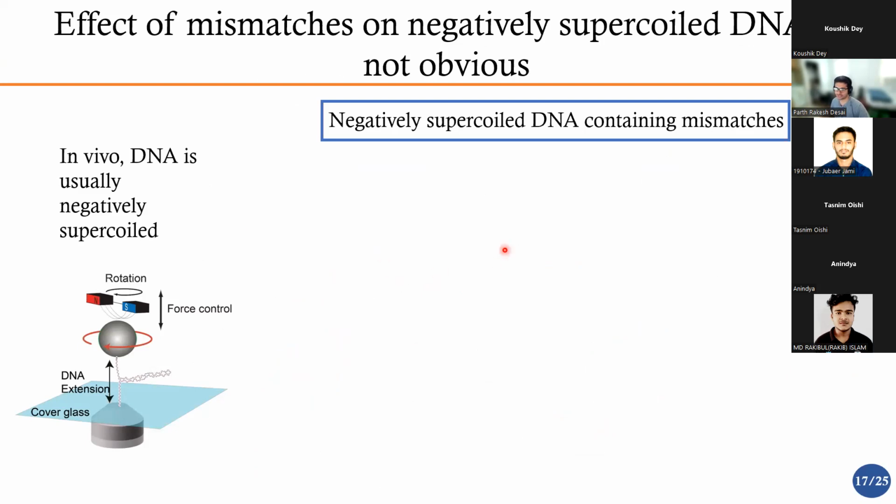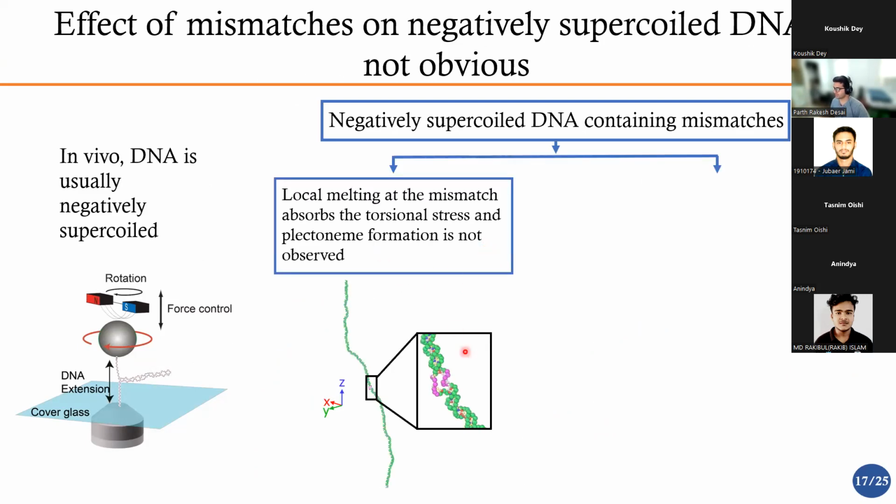So if you have negatively supercoiled DNA, you could have a scenario where the negative supercoiling weakens the structure of the mismatches so much that every time you try to twist the DNA, it just absorbs that twist by locally melting, and it doesn't actually buckle and form the plectoneme structure. If it doesn't form the plectoneme structure, obviously plectoneme pinning becomes meaningless.